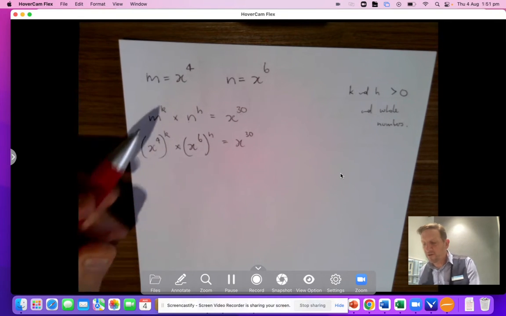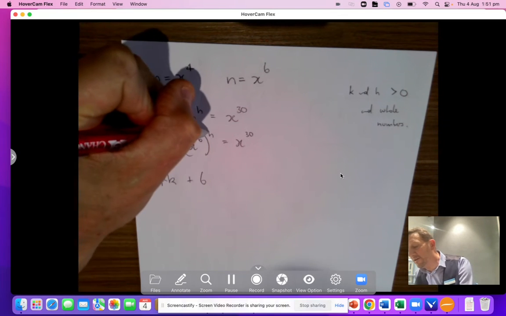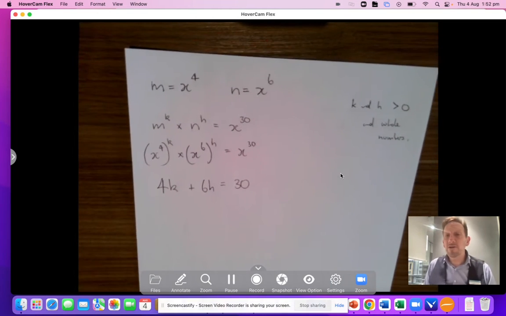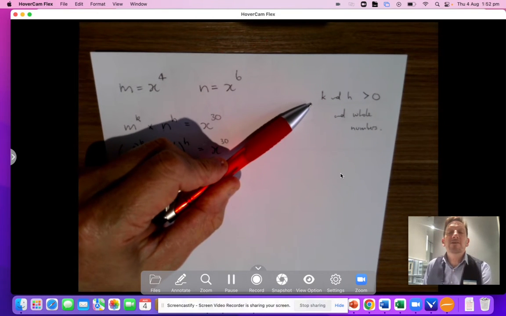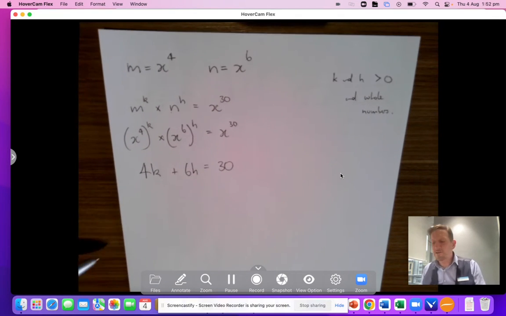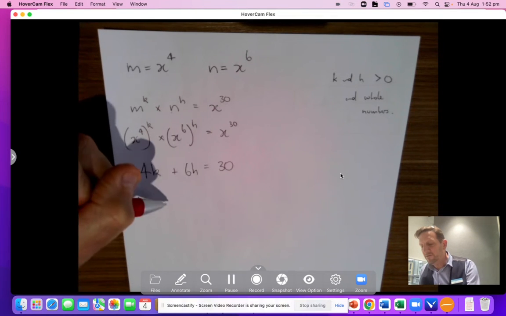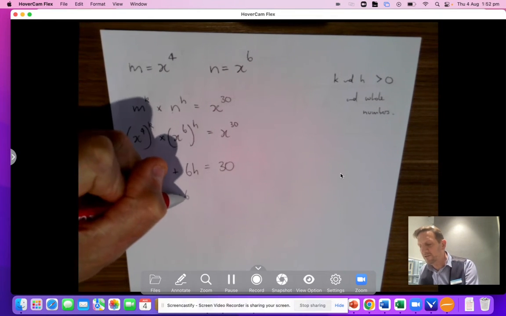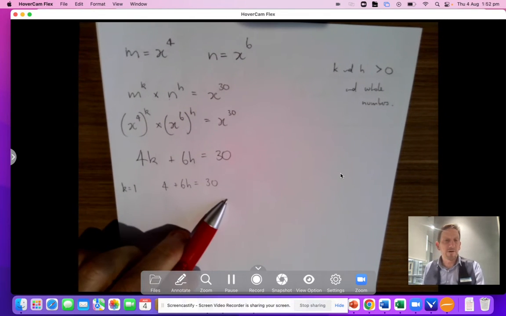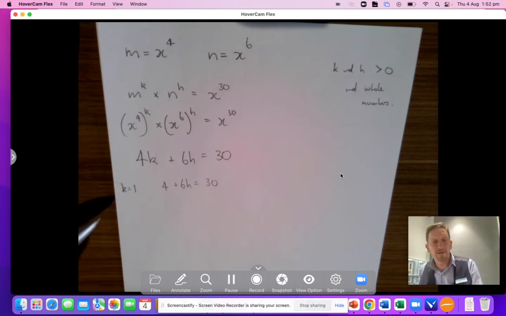We know that 4k plus 6h equals 30. And we know that both k and h are greater than 0 and whole numbers. So what we could say is, let's say k equals 1. So this is 4 plus 6h equals 30. If we take the 4 over to the other side, it becomes 26. 6 times something equals 26. That can't be a solution.